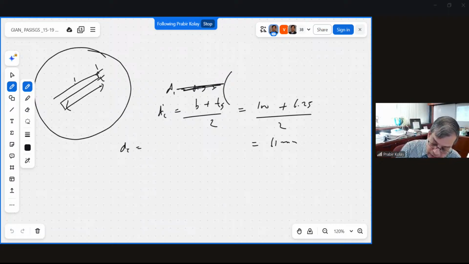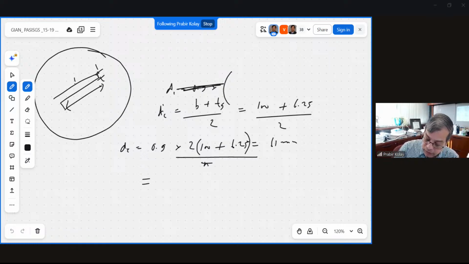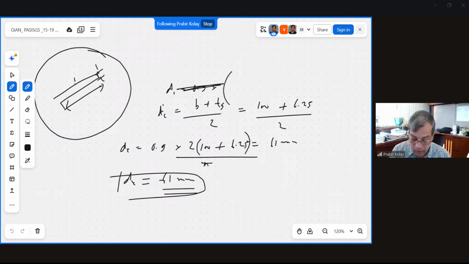You can find out DE is equal to alpha D, that value is 0.9, times 2 times the width B plus the thickness, divided by pi. If you use that equation, you'll be getting around 61 millimeters. So a little bit different. Different people come up with different equations. So DE equivalent is 61. The other earlier one, it was 53, right? So problem number 7 is very simple. There's nothing much to do.